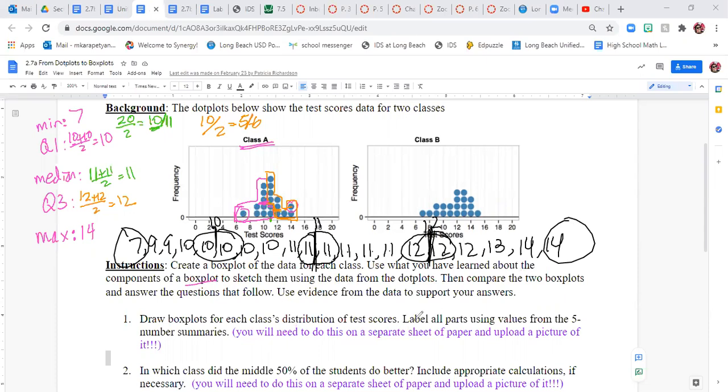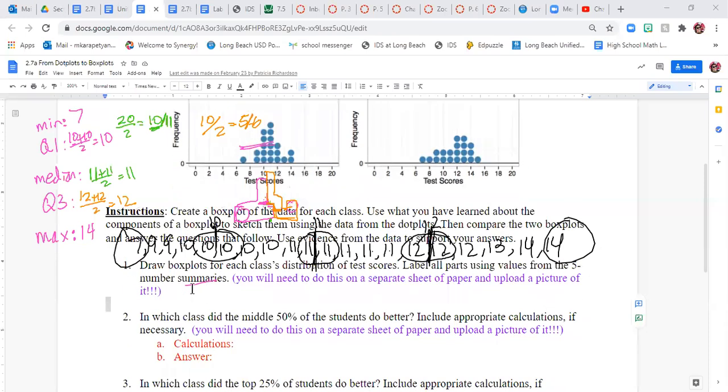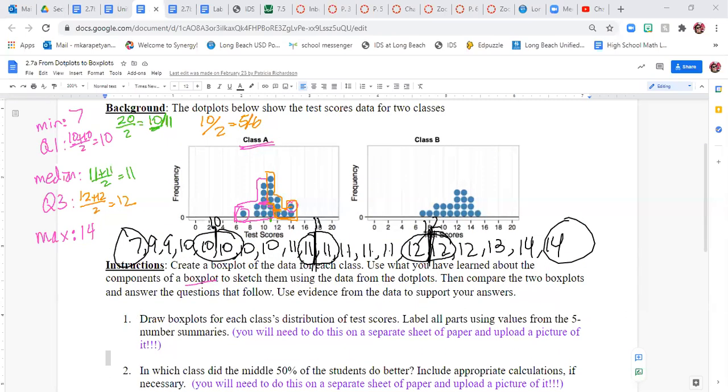Okay. All right. So I'm going to give you guys 10 more minutes to do this. Okay. Because that took up 5 minutes of our time. You're going to do this to the best of your ability. You may want to make sure you do your box plots on a separate sheet of paper. And of course, upload a picture of the box plots before you turn this in. Okay. I will leave this here for you. So 10 minutes on the clock.